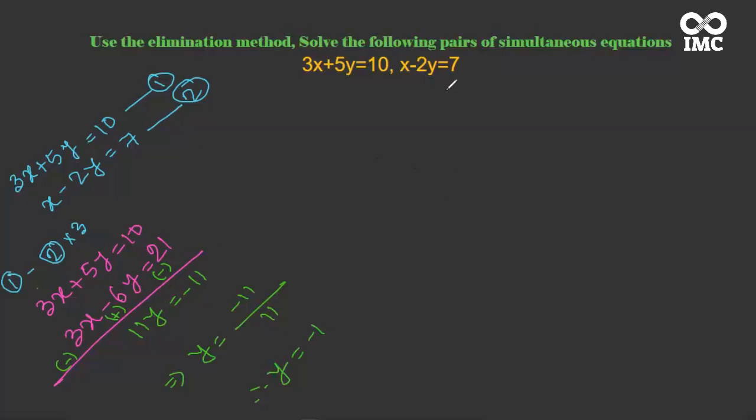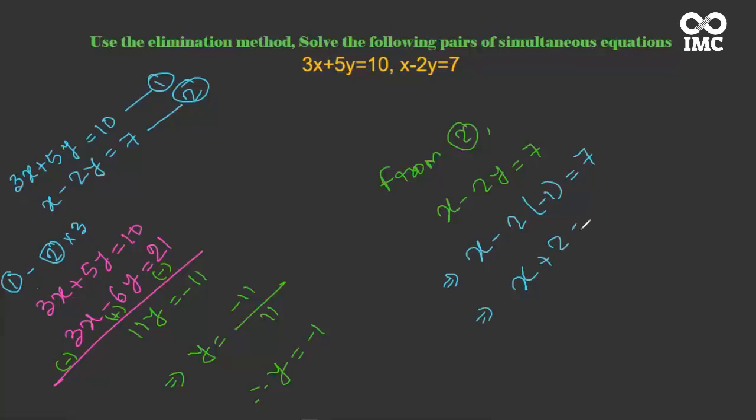Now if you want to find the value of x, we can use equation number 1 or equation number 2. It is easier to use equation number 2. So from equation number 2, we can write x minus 2y equals 7. We will put the value of y here. x minus 2 into minus 1 equals 7. Here minus into minus is plus. x plus 2 equals 7. Then the value of x will be 7 minus 2, that is 5.